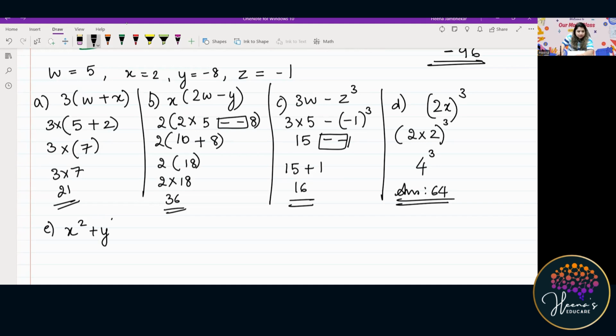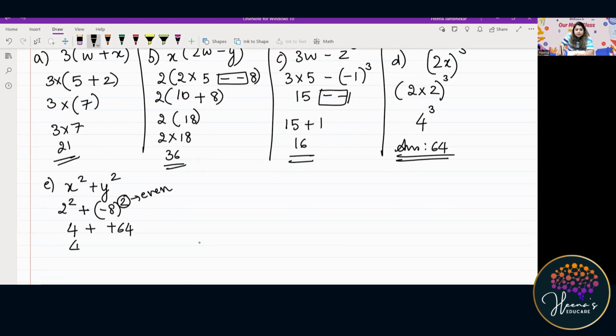X square plus y square. What's the value for x? It's 2 square plus minus 8 square. 2 square is 4 plus. Now 8 into 8 gives you what? 64. Right? 8 into 8 is 64. And now you have an even number here. So minus into minus, that gives you a plus. So it's going to be a positive 64. Now 4 plus 64, that gives you a 68. That's your answer.